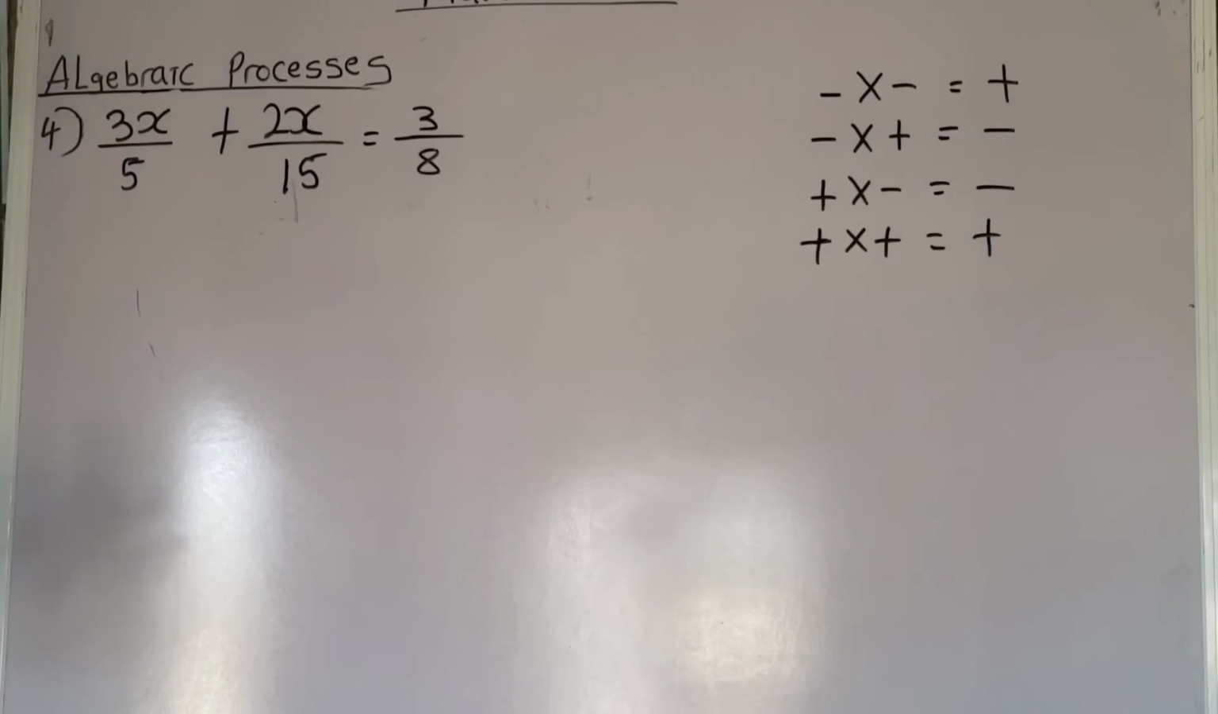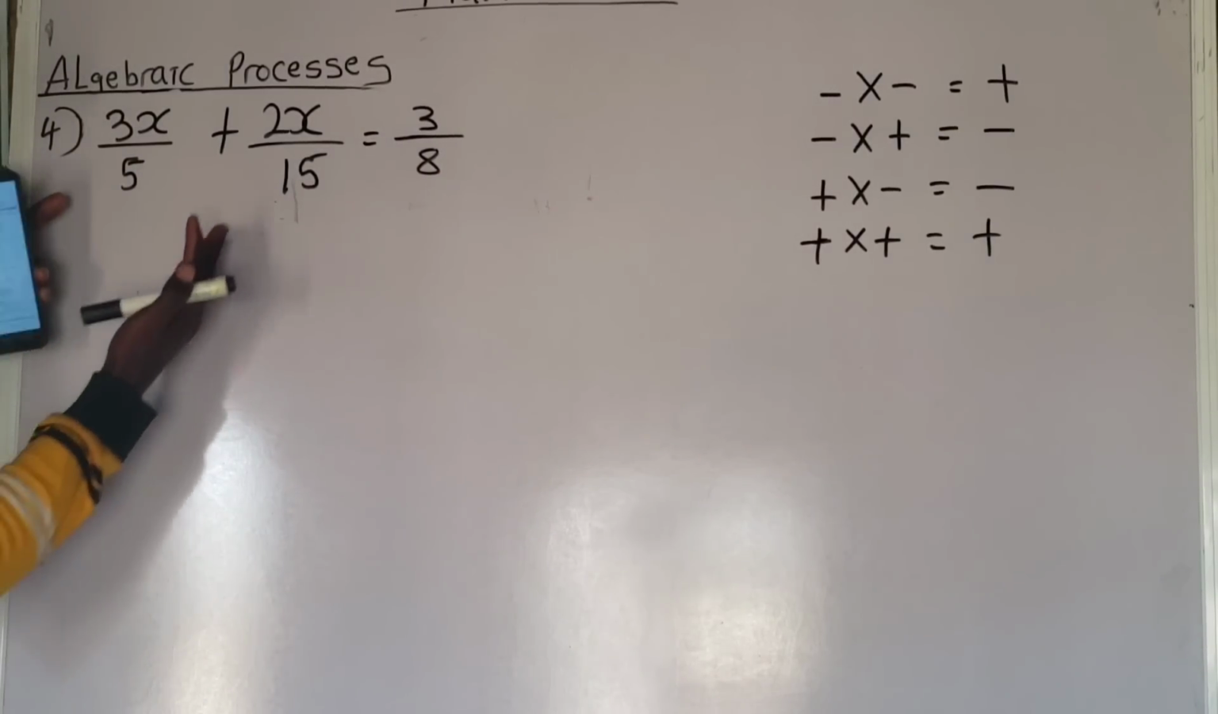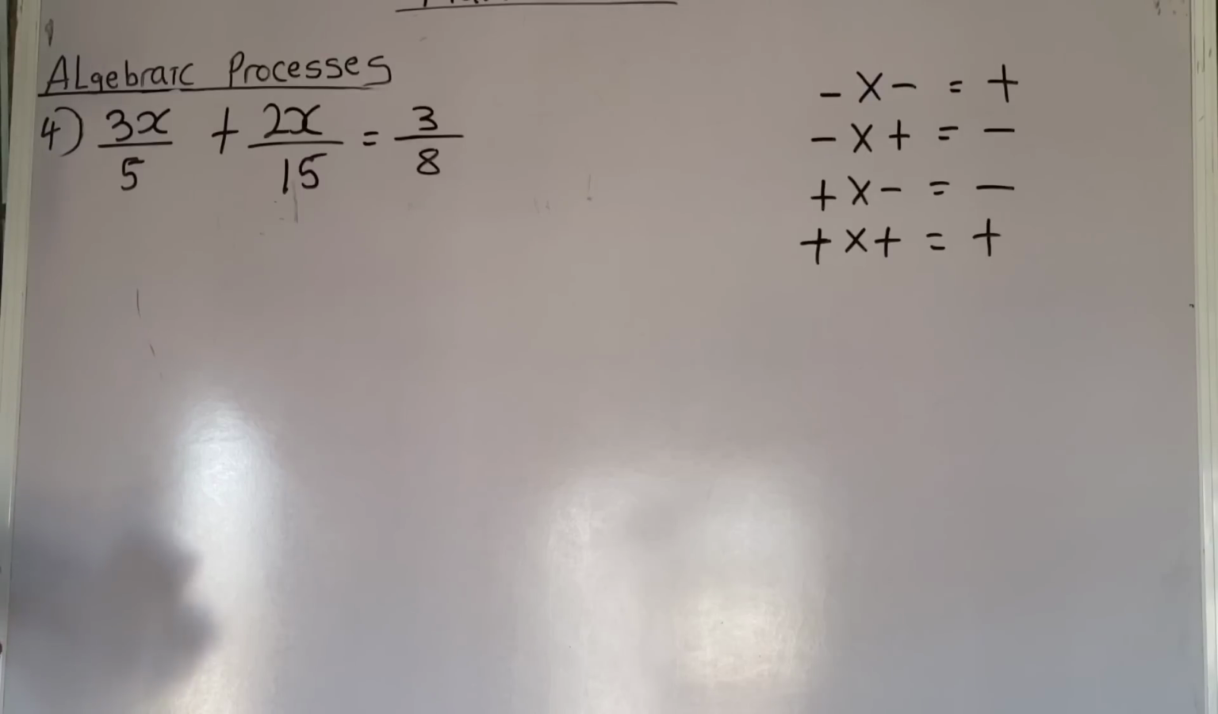But another way to deal with this is that let's first deal with the left hand side of the equation. You understand what I'm saying? Now, the left hand side of the equation, we have 3x over 5 plus 2x over 15. The first step here is to take the LCM. Okay, what is the LCM of the denominator? The denominator is the bottom part of the fraction.